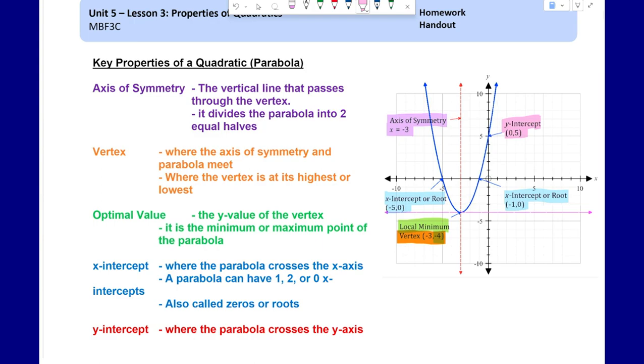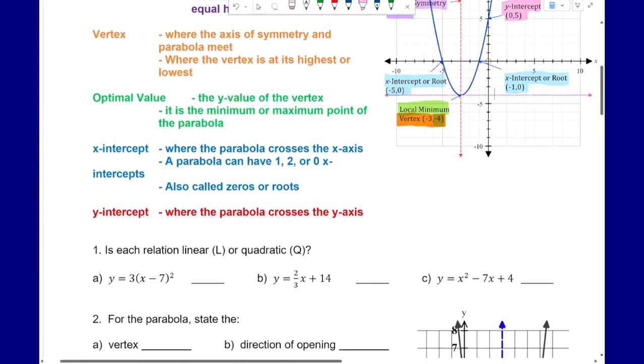So those are the key properties, the key features of quadratics that we should hopefully be able to identify, at least by looking at a quadratic. We've learned about how to find the vertex in vertex form and things like that, which would also then tell us the optimal value and the axis of symmetry. But the main thing is, can we identify them if we're looking at a parabola?